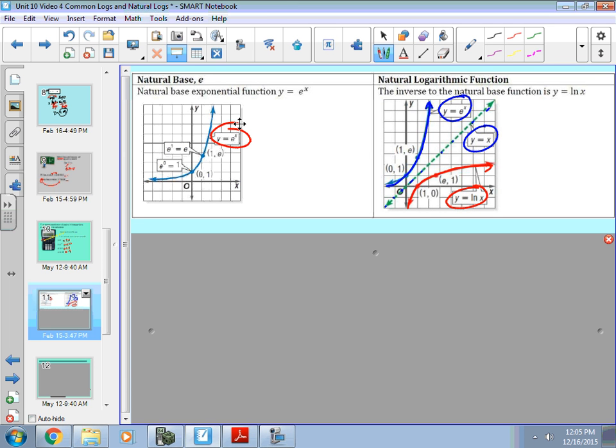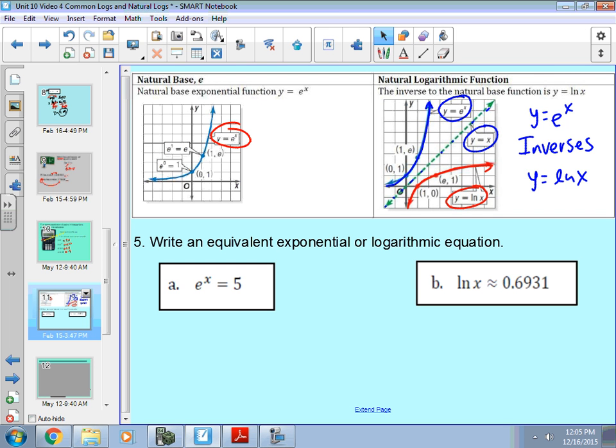And whenever you get a reflection over y equals x, that means that these two functions are inverses of each other. Okay, remember talking about inverse functions? So y equals e to the x and y equals ln of x are inverses. They're the opposite operation. So what that means is you can use natural log or e to undo each other.